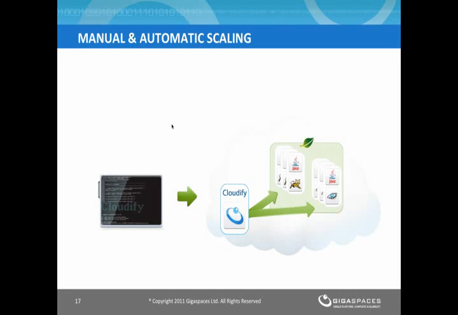Now let's talk a little bit about scaling. In terms of scaling, Cloudify has two scaling modes. The first one is what we call manual scaling. As part of the shell, you can actually issue commands to tell Cloudify to increase or decrease the number of instances of a certain service. So for example, if you're running a Tomcat service and you want Cloudify to start additional Tomcat instances, you can just type a simple command within the shell, Cloudify add instances, and add as many instances as you want.